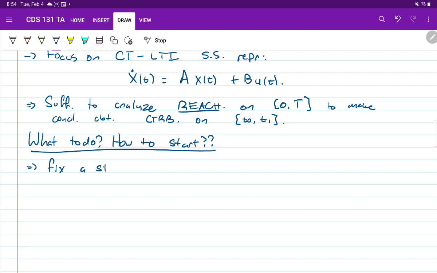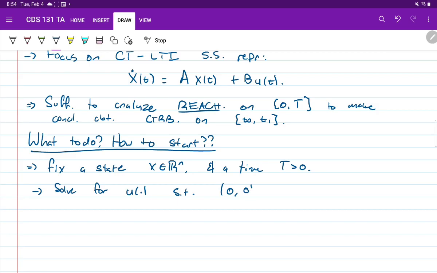So fix a state x in R^n and a time t which is greater than 0, okay? So what I want to do is solve for an input signal that gets me from the origin to x at time t greater than 0. Let's solve for u such that I go from 0, 0, right? So 0 initial state, 0 initial time, and I get to x comma t, all right?